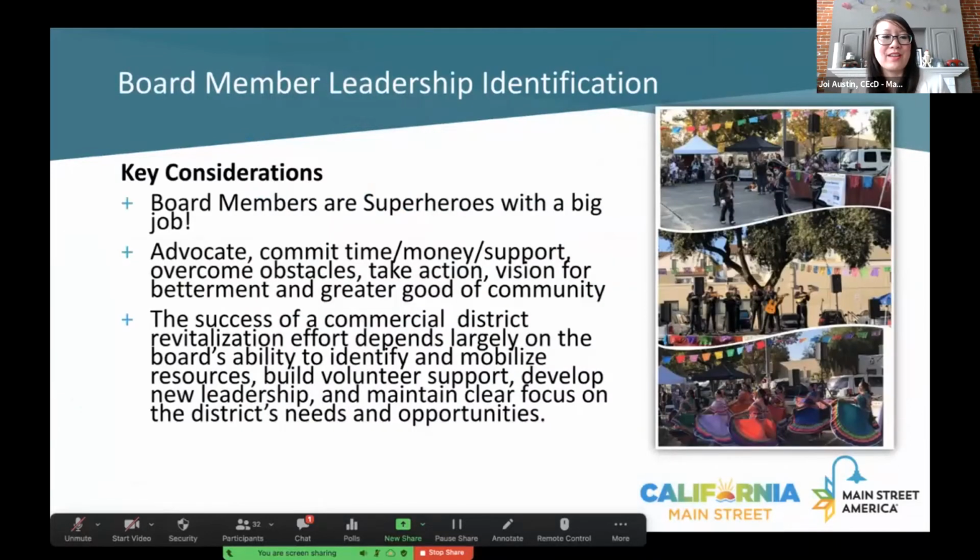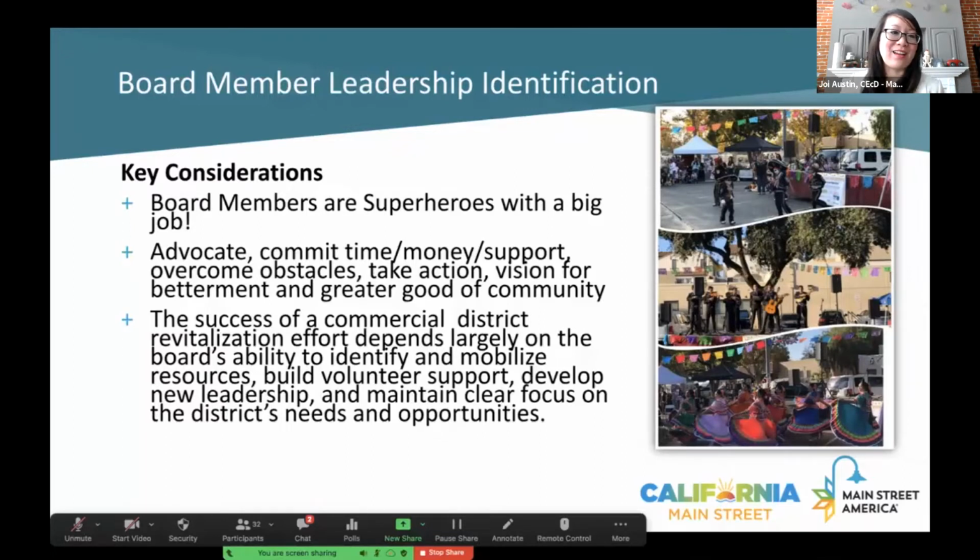In terms of board member identification, here are just a few key considerations. So board members, they're the superheroes. It's a big job. They're there to advocate. They're there to commit that time or money or other support. They help you take that action. And again, they are the ones helping you shape the vision for the greater good of where you're going in your community. And again, the success of the commercial district and those efforts are very largely dependent on the board.